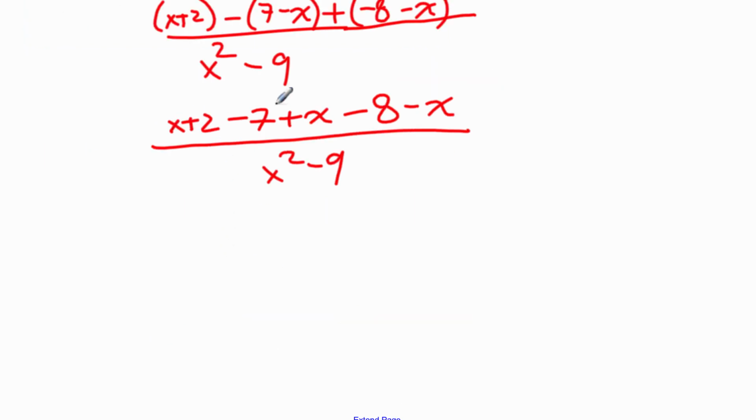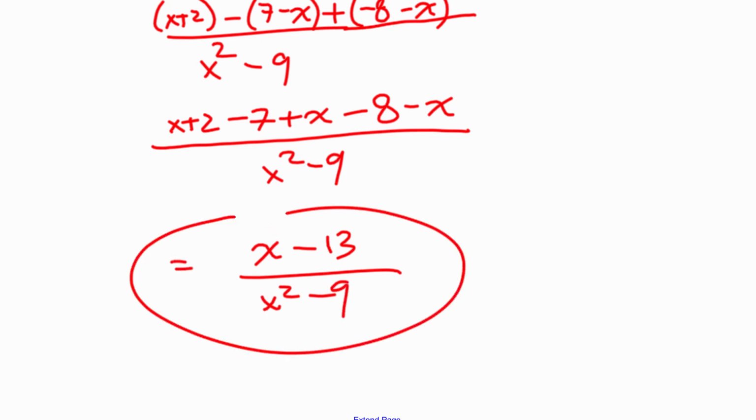And gather like terms. X, so x, that'd be 2x minus an x is just an x. 2 take away 7 is negative 5. Negative 5 minus 8 is negative 13. All over x squared minus 9. And that would be my final answer for that question.